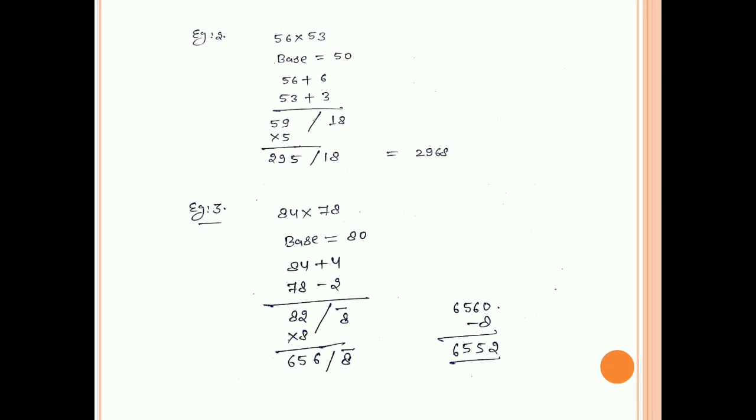Since 8 is a negative number, we have to subtract it. So our answer will be 6560 minus 8. Then we will get 6552. So that will be our answer.